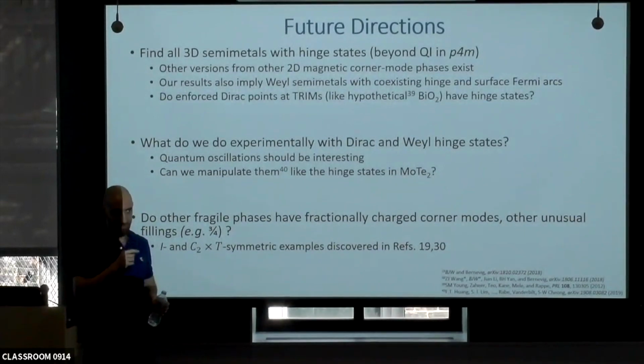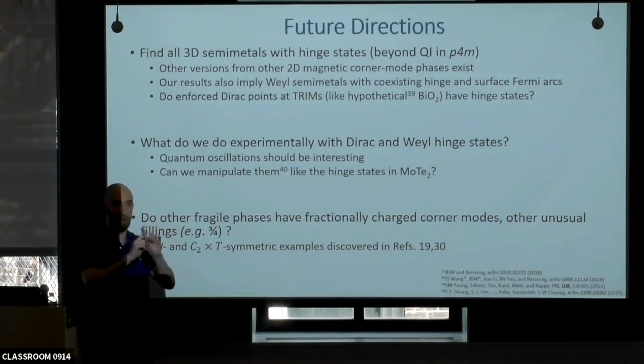So what happens if I put in one 2D plane some insulator that doesn't have corner modes, and the other 2D plane a topologically distinct insulator that also doesn't have corner modes, that are just distinguished by the representation? So then wait, you get a transition.